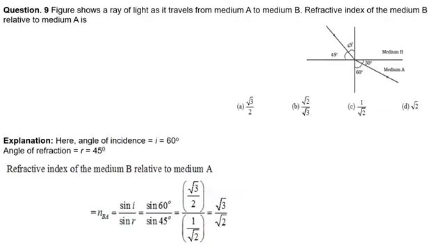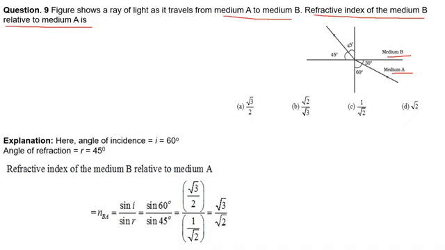Let's do the next question, children. A figure shows a ray of light as it travels from medium A to medium B. The refractive index of medium B relative to medium A is... If you see, this is medium A, this is medium B. We have to find the refractive index of medium B with respect to medium A.